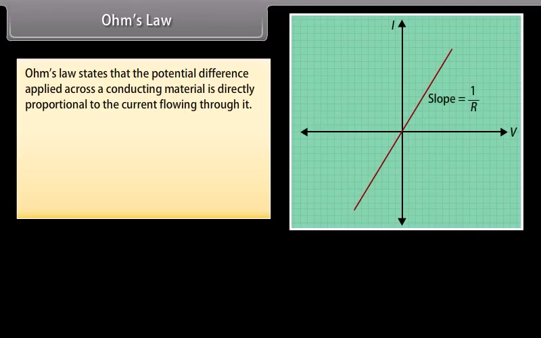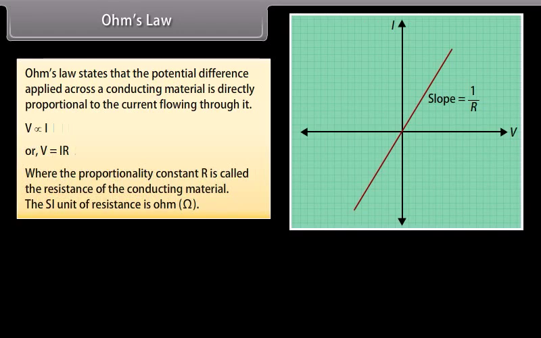Ohm's law. Ohm's law states that the potential difference applied across a conducting material is directly proportional to the current flowing through it. V is directly proportional to I, or V equals IR, where the proportionality constant R is called the resistance of the conducting material. The SI unit of resistance is ohm.